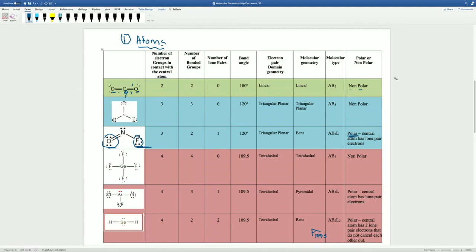But the other reason is it has lone pairs. When the central atom has lone pairs, it causes the molecule to be polar. This is the simplest way I can present it. And part of the reason it does that is, let's go back to this picture right here, okay?